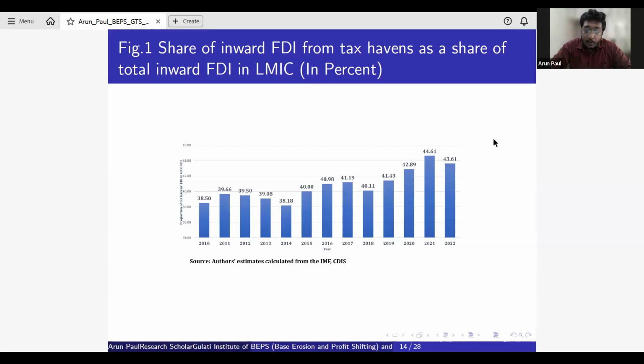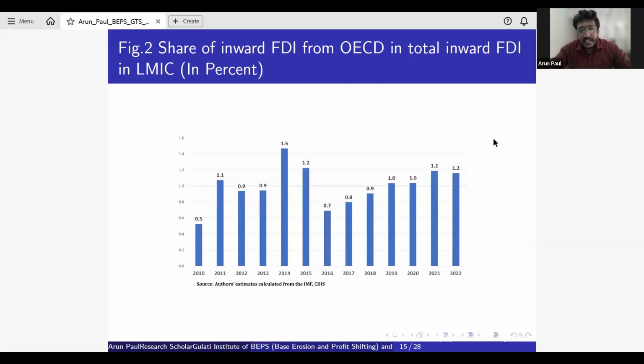So the majority, or 43%, of FDI to lower middle income countries is represented by tax havens. This is the fact which we have to keep in mind. And coming to the FDI from OECD, we take around 24 OECD countries. It's around 1 to 1.2%. It's very negligible compared to tax havens.